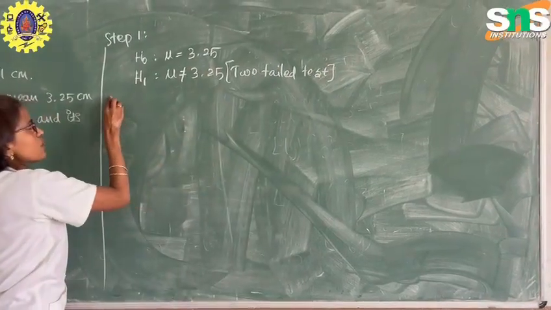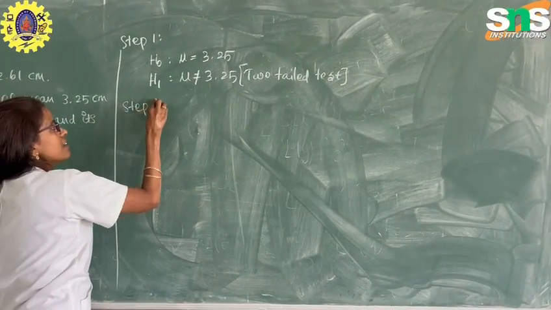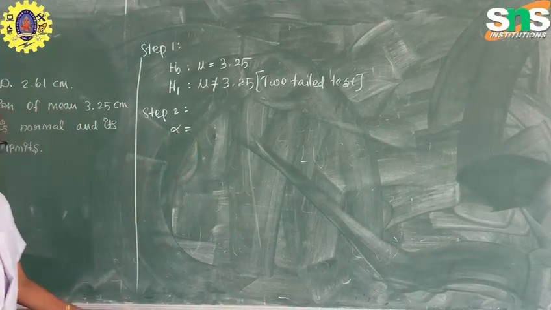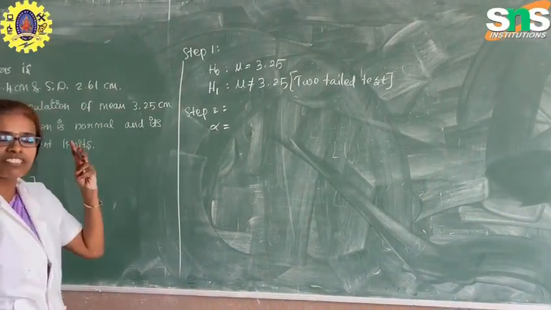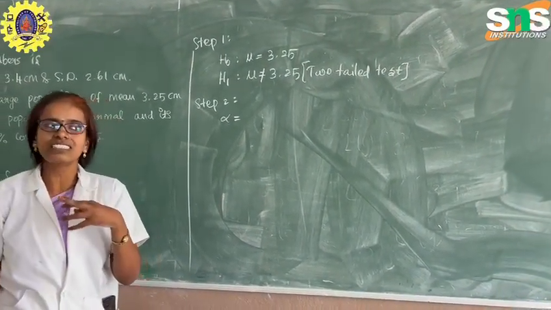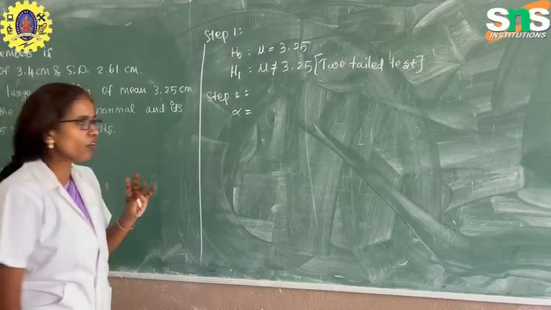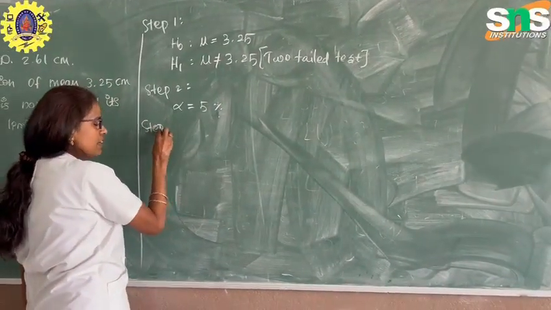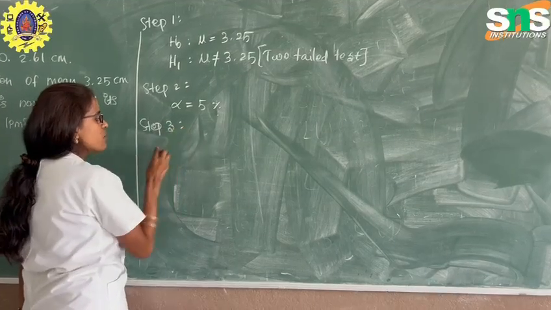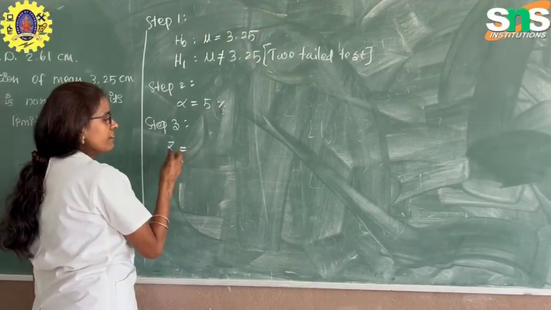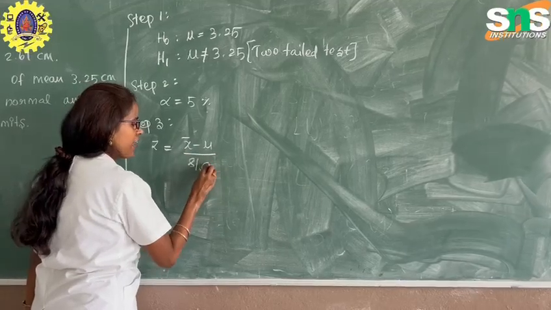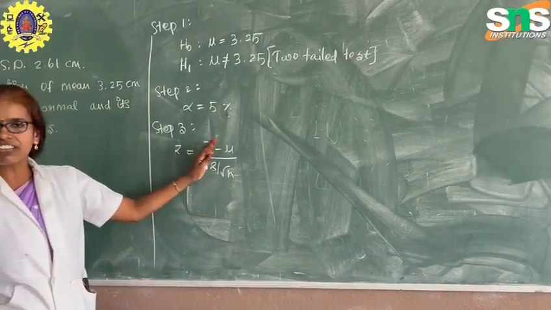The next step is to write alpha, which is the level of significance. We check the confidence limit, which is 95%. That means alpha is 5%. Step number 3 is to make use of the formula: z equals x bar minus mu divided by s by root n. Using this formula, we need to find the answer.